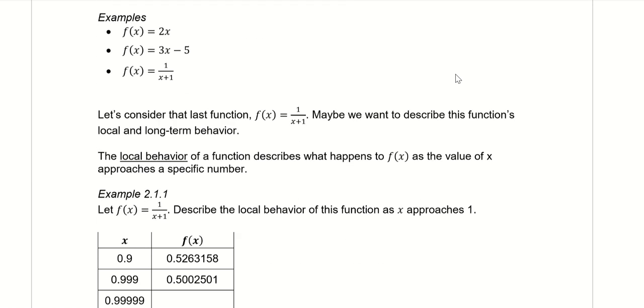So as an example, let's look at this last function here. Let's look at this in a little bit more detail to introduce a couple ways that we could describe the behavior of a function. For our purposes right now, when we talk about describing the behavior of a function, and again, this is going to be really helpful for us when we introduce limits in a second, we can talk about describing the function's local behavior and long-term behavior. So how does a function behave locally? How does it behave over the long term? So let's start with local behavior first.